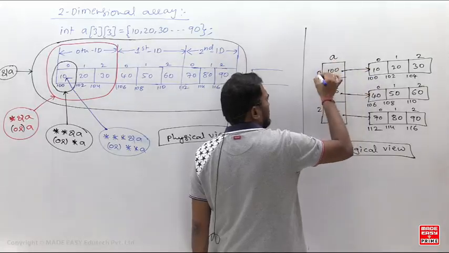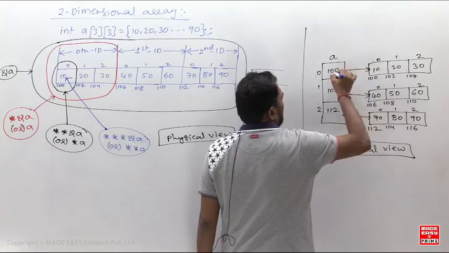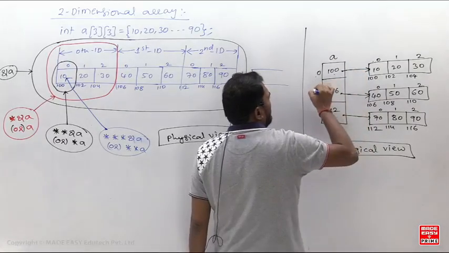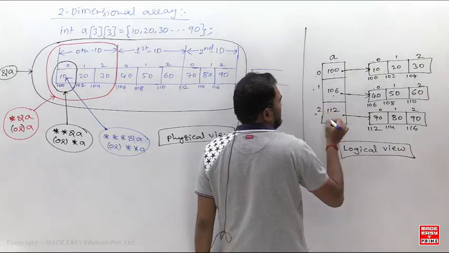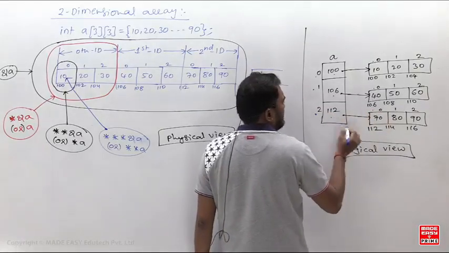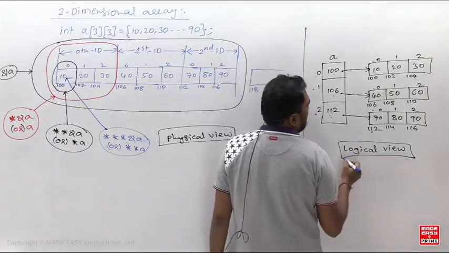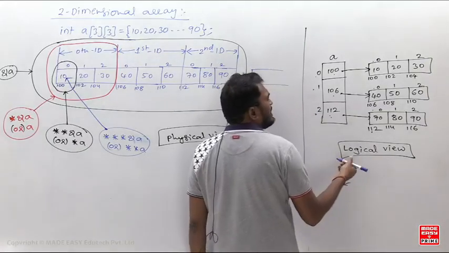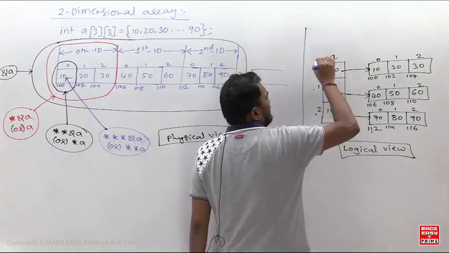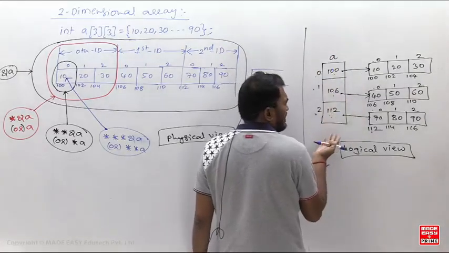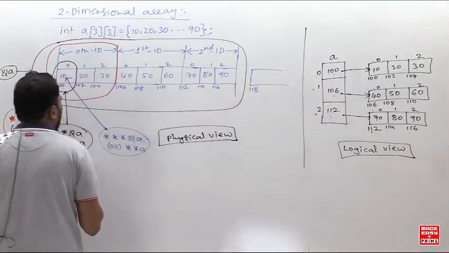Look at here. A of 0 contains the constant base address of the 0th row 0th element. A of 1 contains the first row 0th element. A of 2 contains the second row 0th element address, 112. So this is just a logical view. Why is it a logical view? Somebody may think, sir, memory is also allocated for this. No, for this memory is not allocated. This is a logical, virtual view. Is that clear? And this is the physical view.